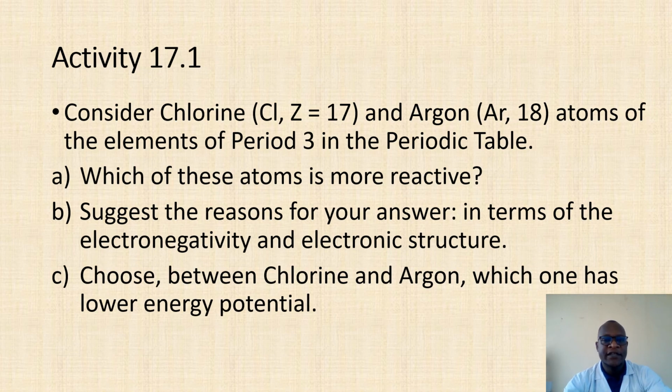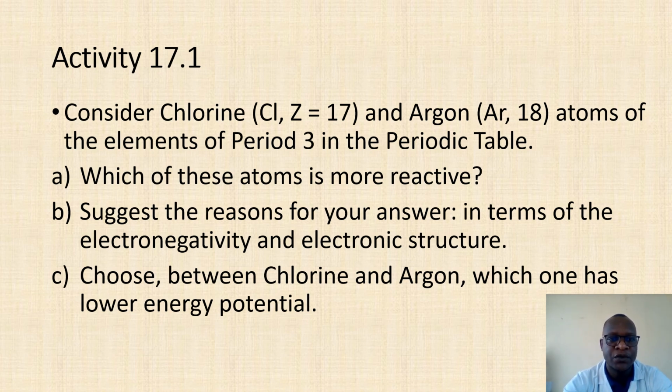And here is an activity. Before we proceed, let's consider chlorine and argon. Chlorine has atomic number 17, argon has atomic number 18. And these are elements of period 3 in the periodic table. Considering these two elements, question number 1 is, which of these two atoms is more reactive?